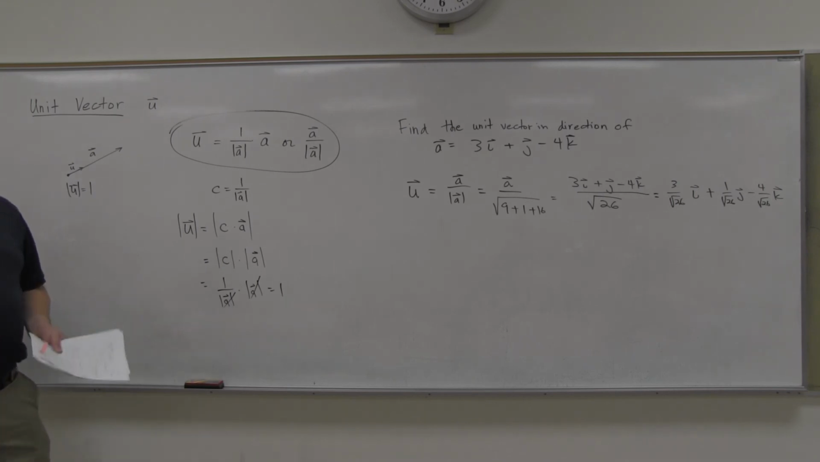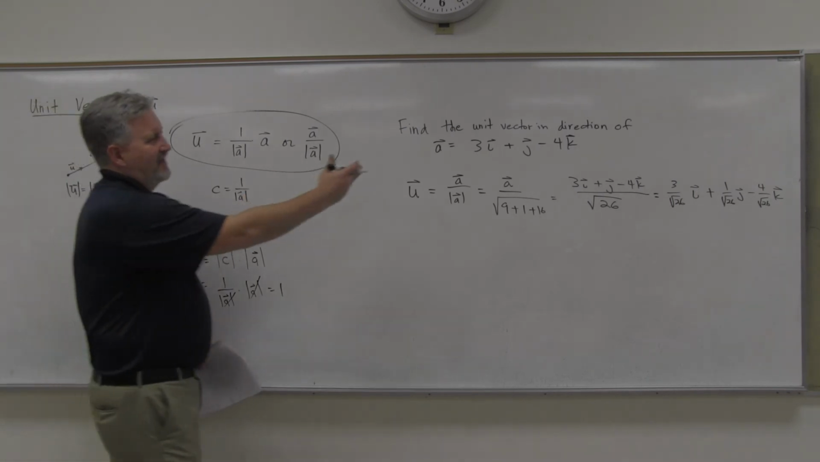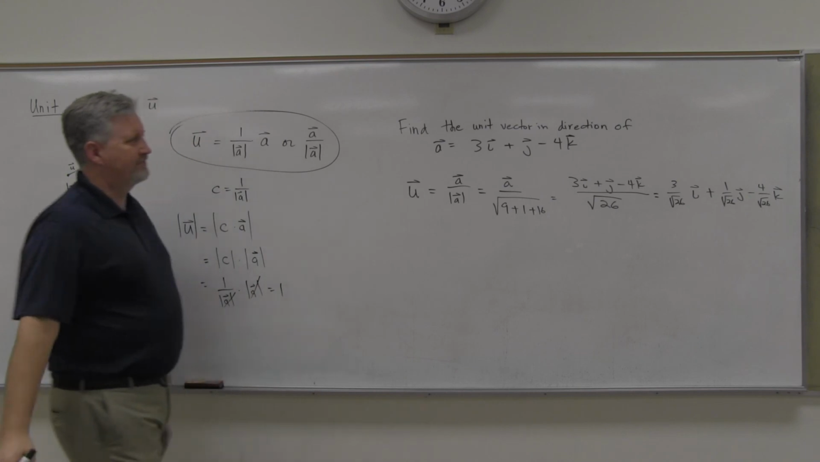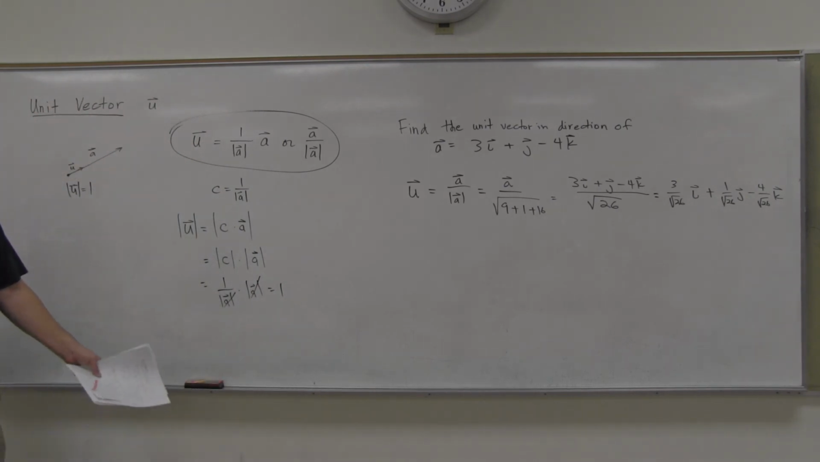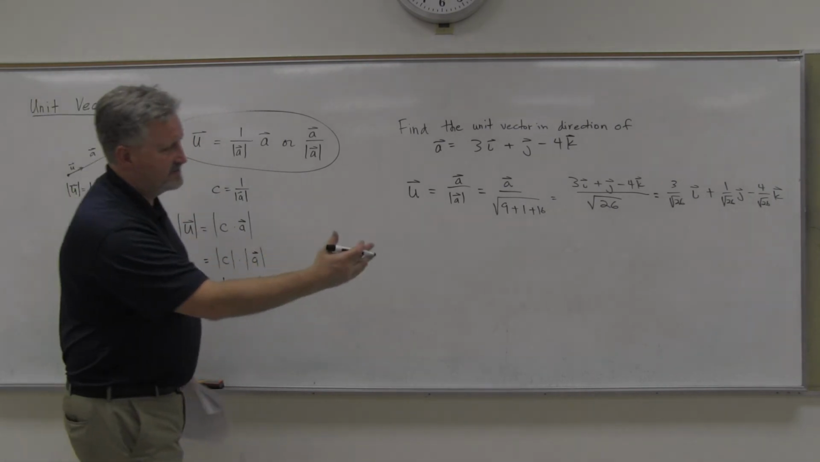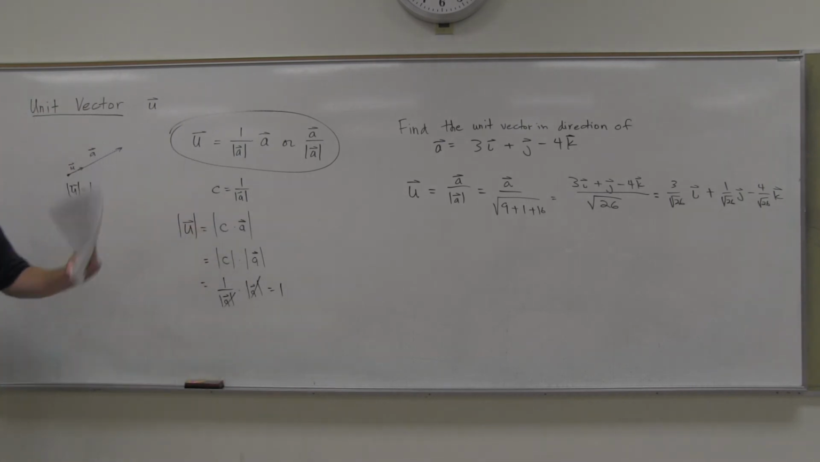Usually, if they put the vector in the ijk form, they'll probably put the answer in ijk form, or if they put it in the other form, that might be the form they use there, but either one's fine. Is that okay? Question, concern? Yeah, so that finishes off that one.